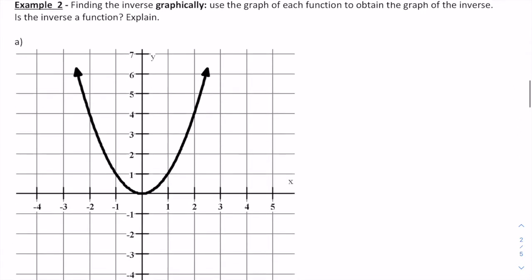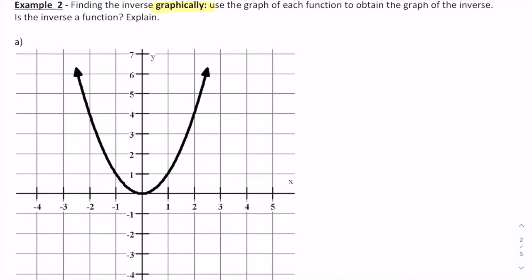For example 2, we're going to be finding the inverse graphically. And once we find the inverse graphically, we're going to graph it. And then we're going to find out if the inverse is a function. So let's start by finding the inverse.